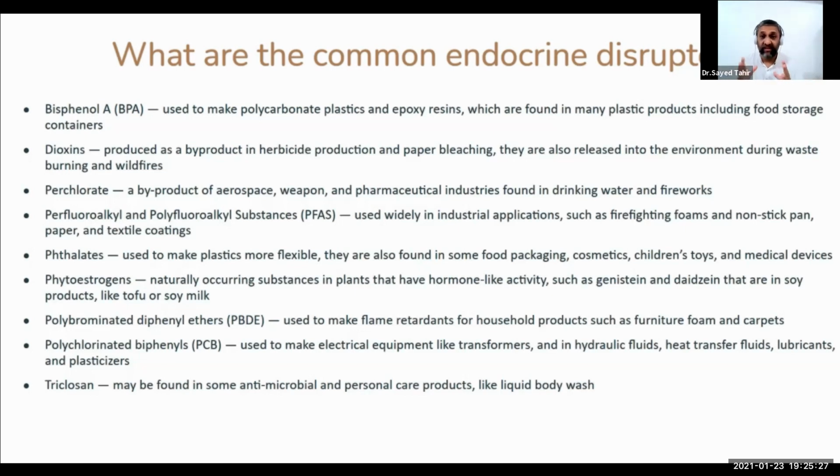Another biggest headache of modern society is phytoestrogens. We don't recognize this, but phytoestrogens, especially tofu and soya milk, are the biggest phytoestrogens. When they enter our body, they create damage to the system.